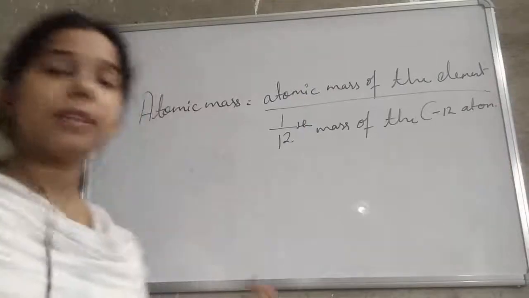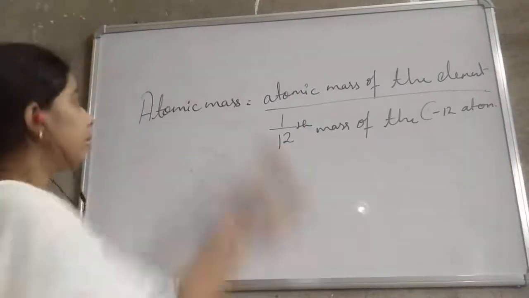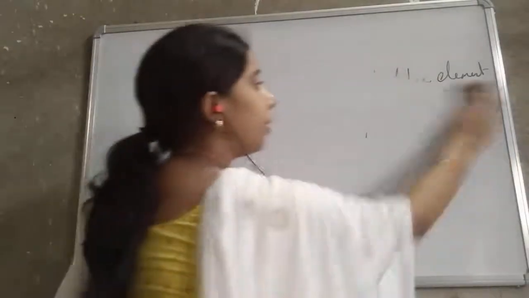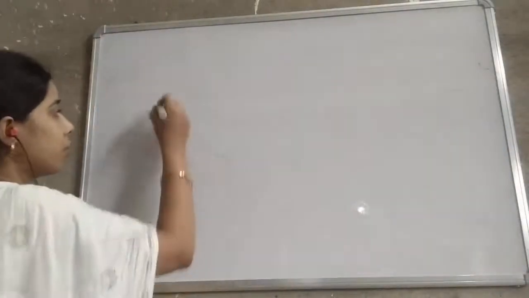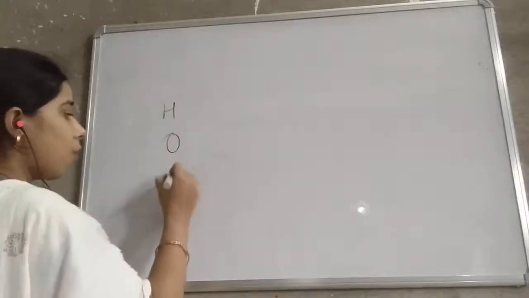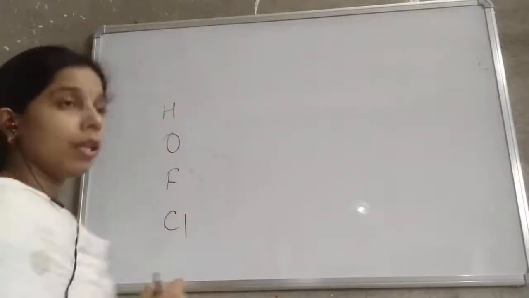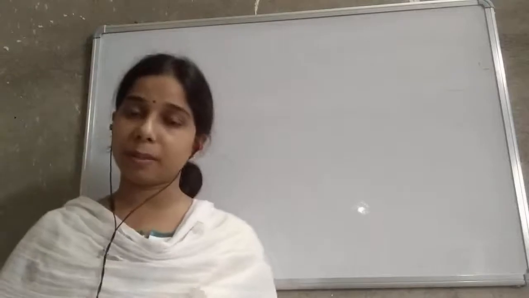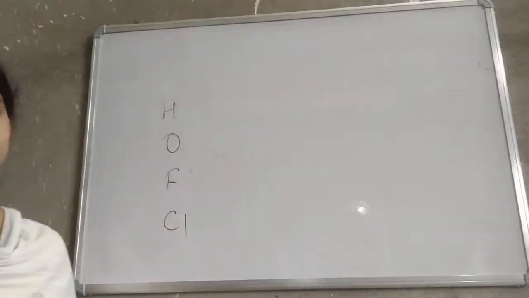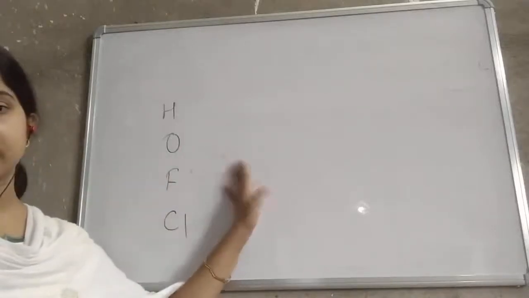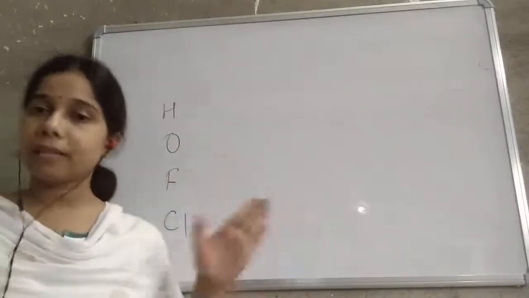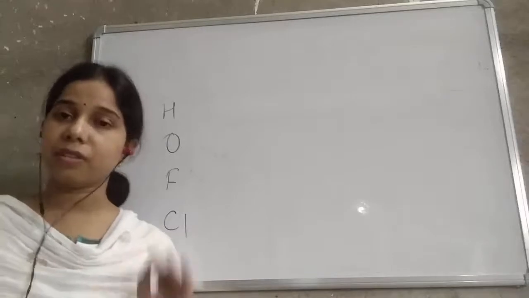Now by using this method, scientists find the different atomic masses of the different elements, like hydrogen or oxygen or fluorine or chlorine. So you have seen in a periodic table different atomic masses of the elements, and these different masses basically come by taking carbon 12 as a reference unit.